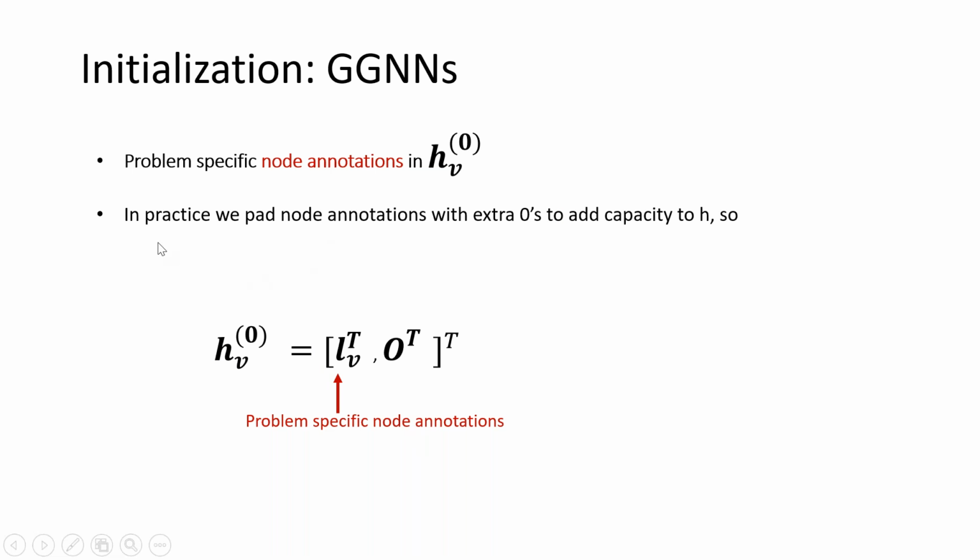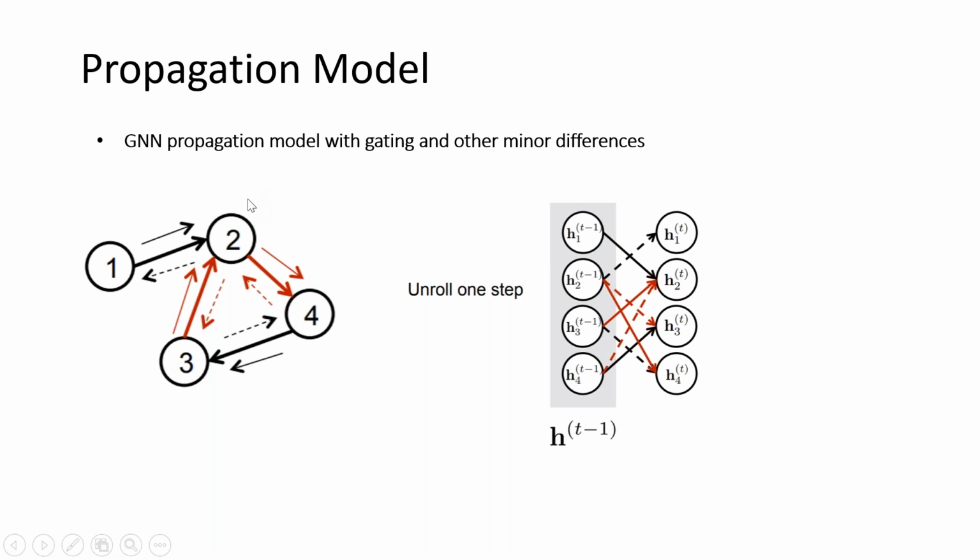So, problem-specific node annotation: in practice we pair node annotations with extra zeros to add capacity to H, right? We do that for node annotations, but normally any propagation model, or GNN propagation model with gating or other minor differences, will have an unrolled step like this. You see here it goes with h(t-1) steps: H1, H2, H3, and H4.